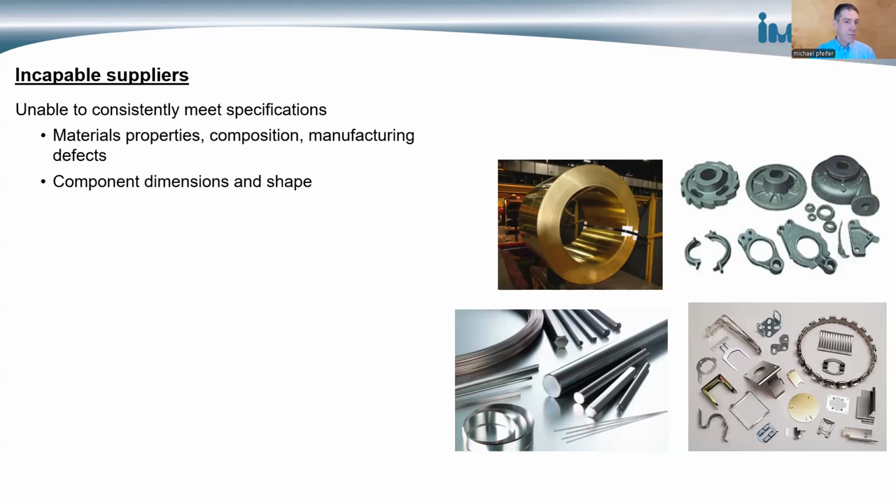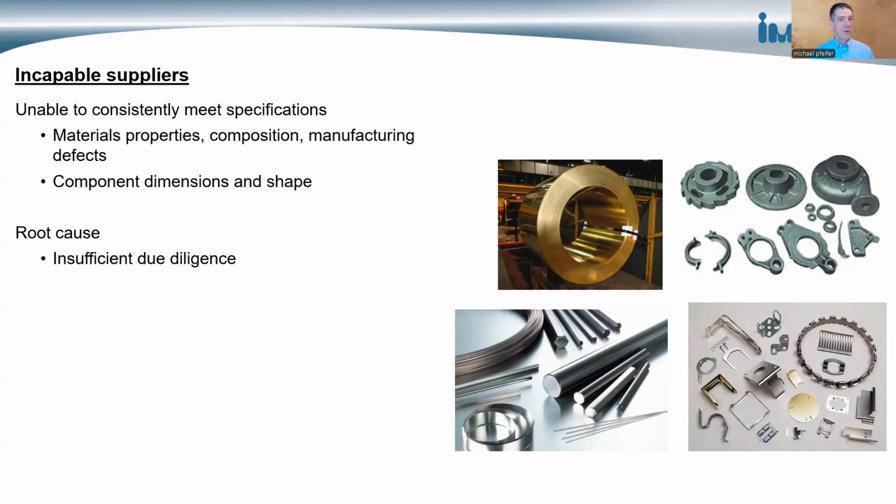So the supplier is unable to meet your requirements for the material properties or the composition or manufacturing defects or component dimensions and shape. And the root cause is insufficient due diligence, not doing a good enough job of evaluating the supplier to make sure that they're capable of providing materials or components that can consistently meet your requirements.